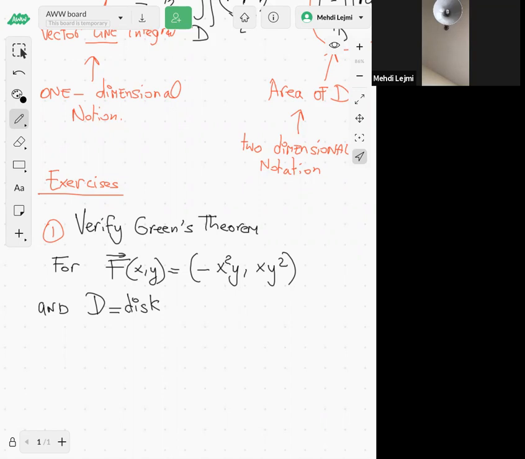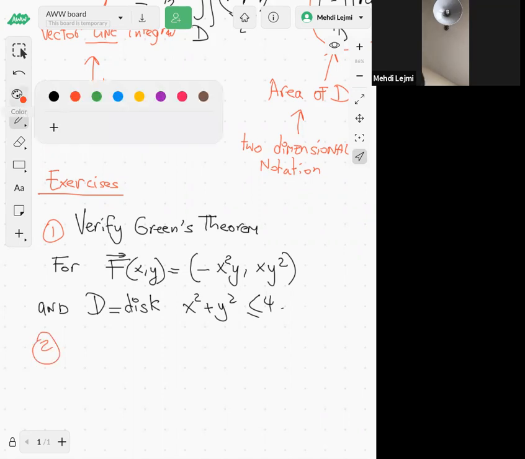Disk x squared plus y squared, let's say, less or equal to 4. Okay. Number 2, same thing, a different region.